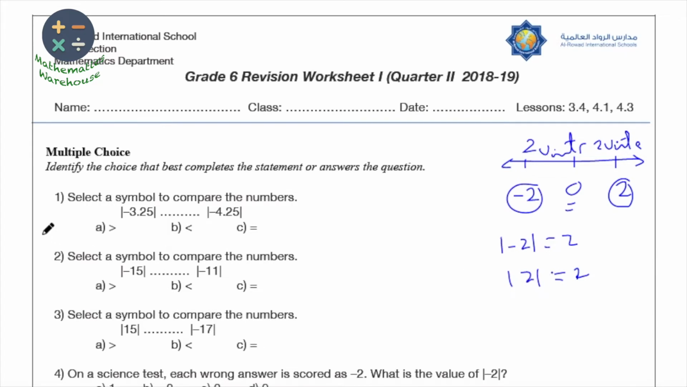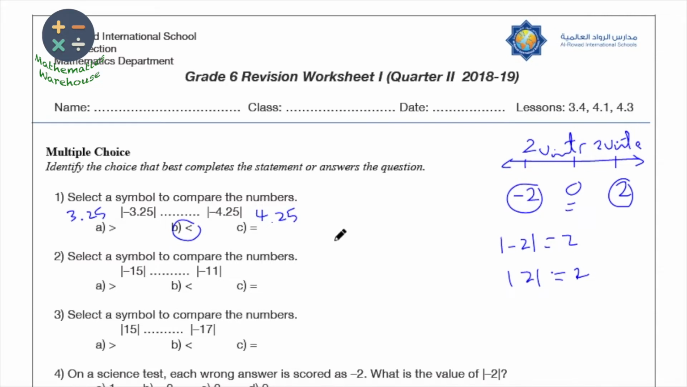The first question, select a symbol to compare the numbers. Here, the absolute value of negative 3.25 is positive 3.25. And also, the absolute value of negative 4.25 is 4.25. So which number is greater? Of course, 4.25 is greater, so the answer is less than.